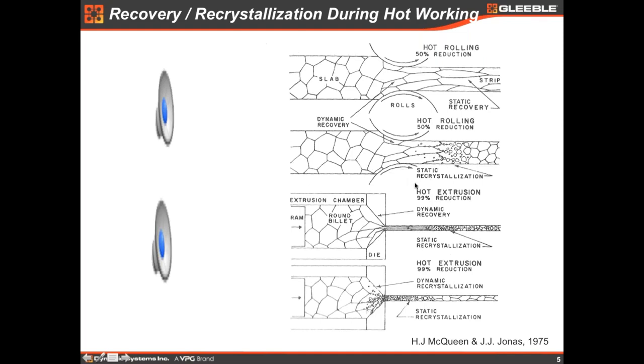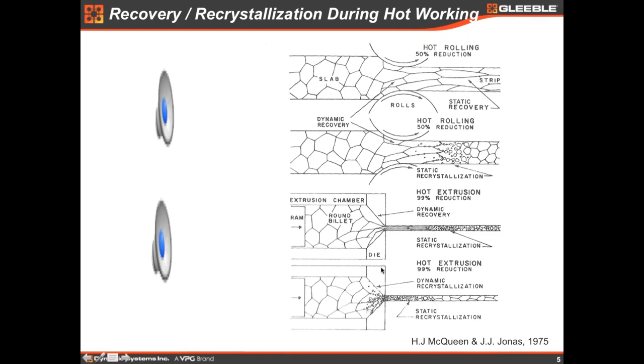If you look at the extrusion case, there's a 99% reduction. So this is a very high deformation or very high strain levels. The billet is extruded here and you form this bar. For a high stacking fault energy metal, we have the dynamic recovery, but this is not enough to remove all the defects. And so static recrystallization happens because there is a driving force. We still have dislocations in the microstructure, and that is the driving force for recrystallization.